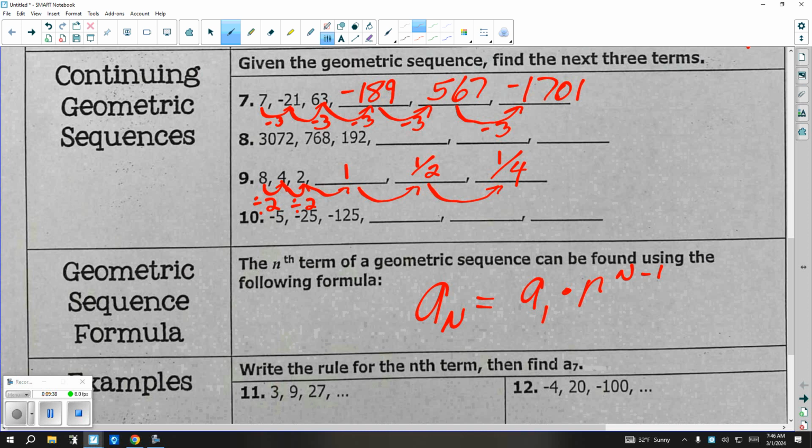So this means first term. That means first term. Do you get that? This is still the ratio. My bad. That's still ratio. And then n is the term you're looking for.